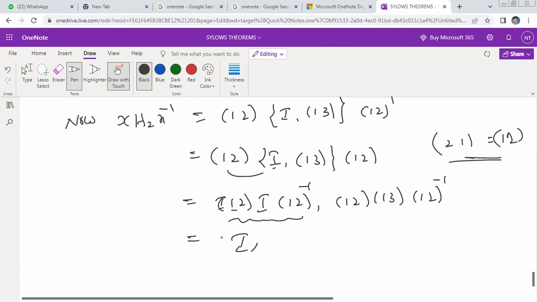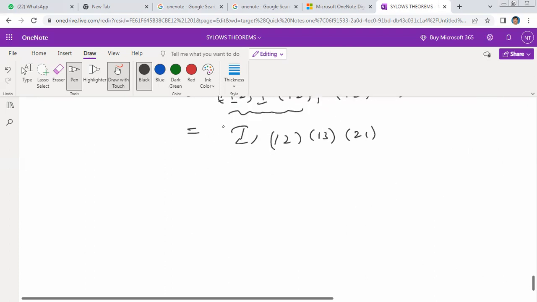Right. Now what is this one? (1 2)(1 2 3)(1 2)(1 3). Again, (1 2) inverse is (2 1). This is my set. This is equal to I. So I'm writing this as (1 2 3).